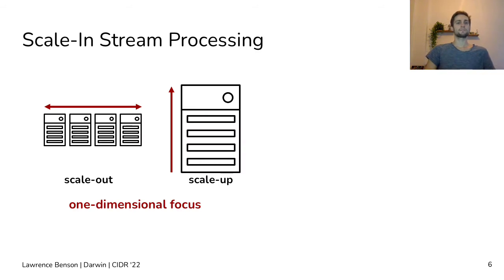So to overcome this choice that users need to make, we propose scale-in stream processing. Like I just mentioned, we have scale-out systems and we have scale-up systems, and both of them have this one-dimensional focus. In a scale-out system, to process more data, we need to add more and more servers, but the individual servers largely ignore the hardware used inside the servers. The scale-up system focuses a lot on the hardware, but usually on high-end hardware. And if we want to process a lot of data, we need an even larger server, and at some point this doesn't scale further.